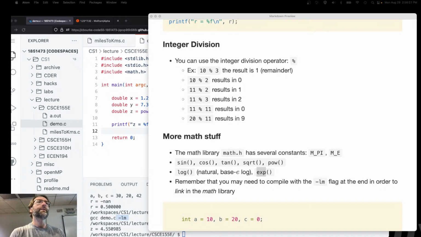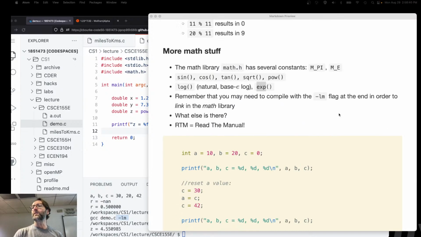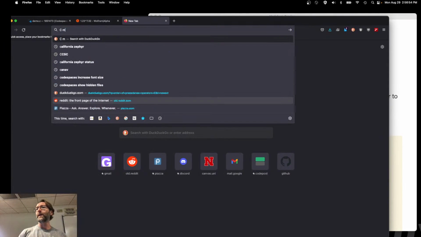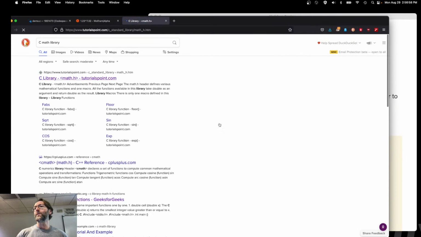What other nice functions might be in that library? How could I find out? Visit your local library, right? Your local library in 2022 is Google. We say read the manual, RTM, and if we really want to emphasize that, we say RTFM. That just simply means go out to Google. What's in the math library? Google: see math library. What might be there? And here we go.